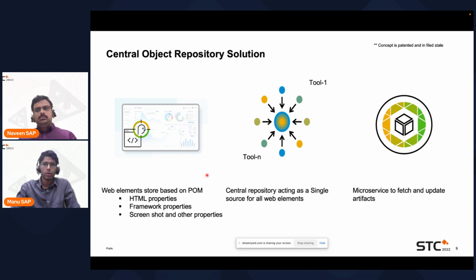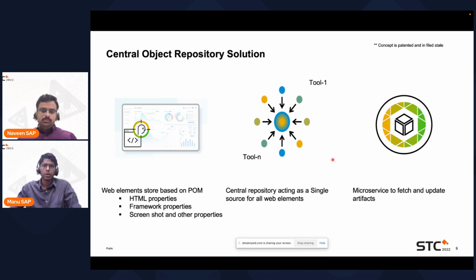So we intend to group the web elements according to the page object model that will classify them at an application level, which will keep them organized and will also improve their reusability. As Naveen had earlier mentioned, we'd be saving HTML properties like IDs, class names, labels, and other framework-related properties and screenshots in our repository. These properties are generic as they are the DOM properties, and these can be relied upon by any of the automation tools.